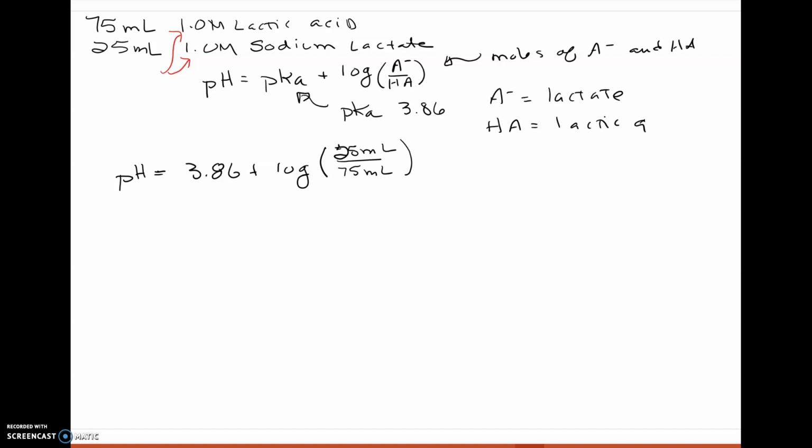Great. So pH equals 3.86 plus the log of 1 over 3. And the pH equals 3.38.